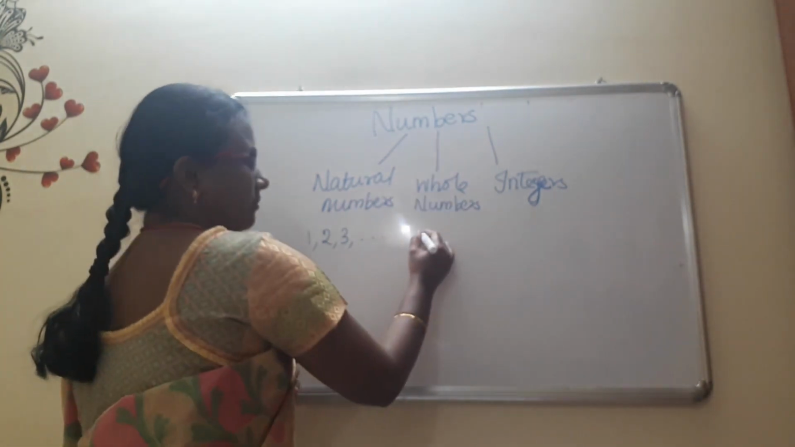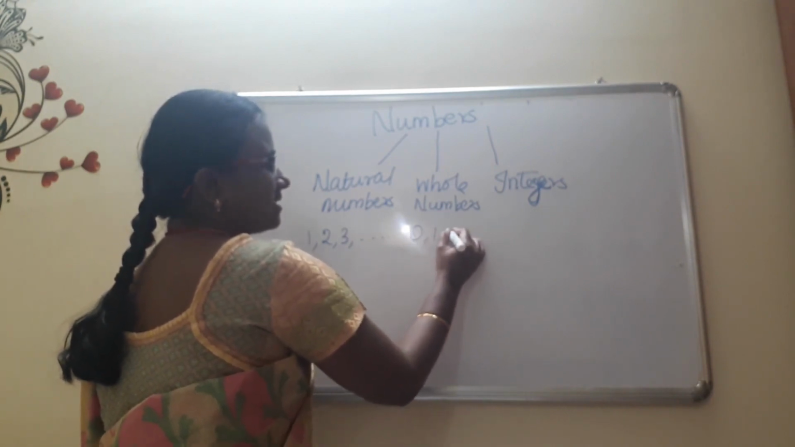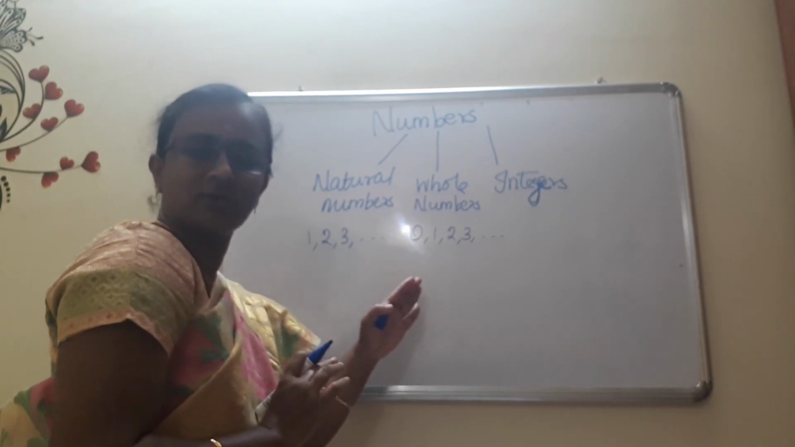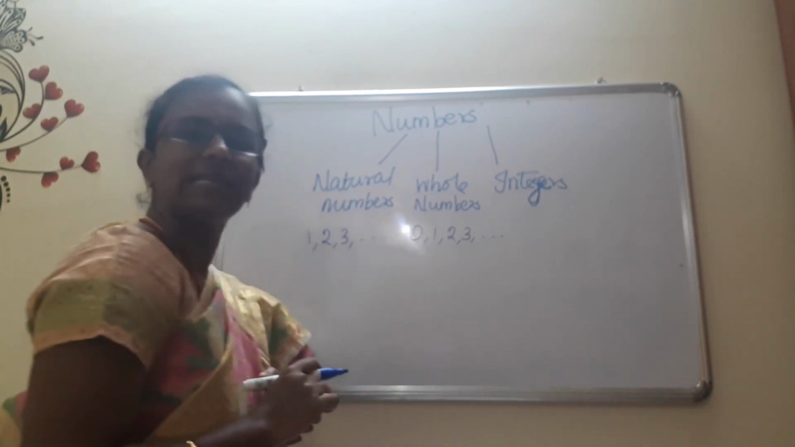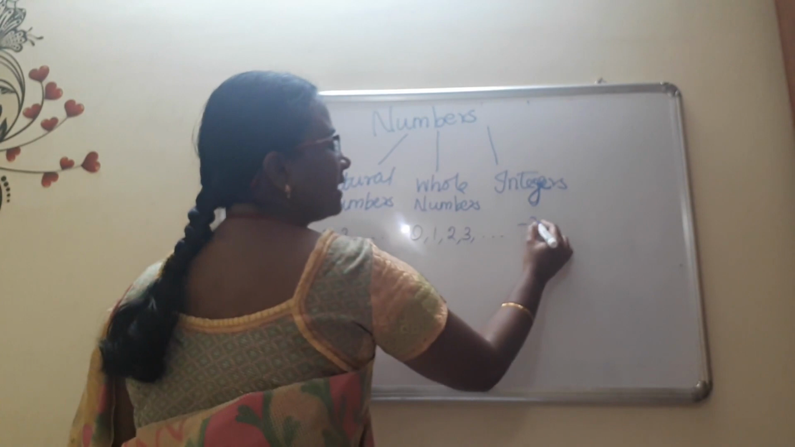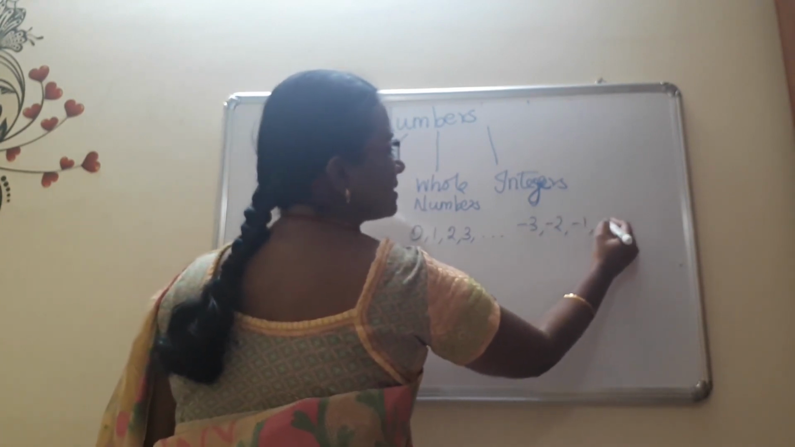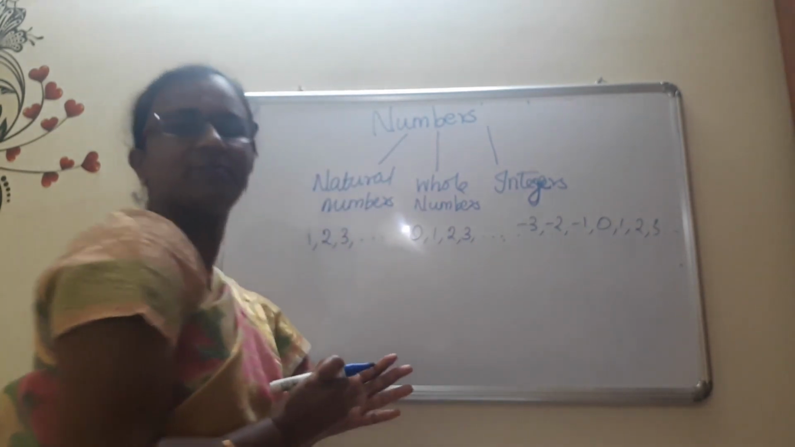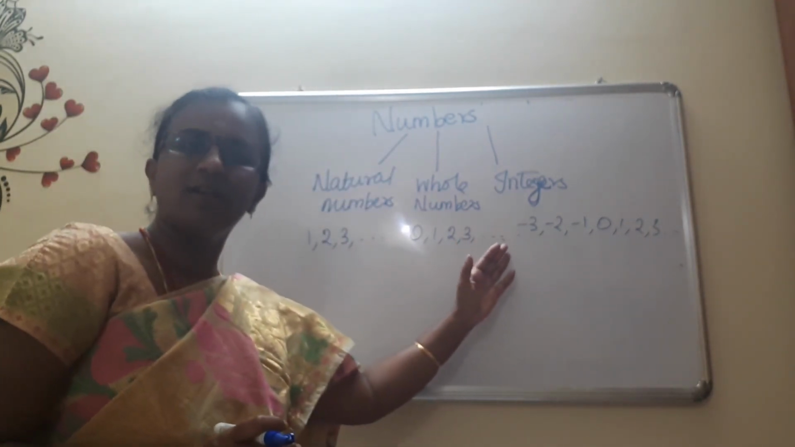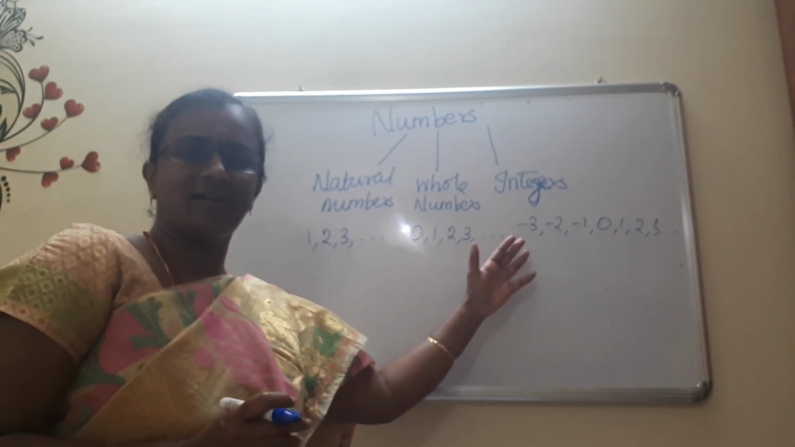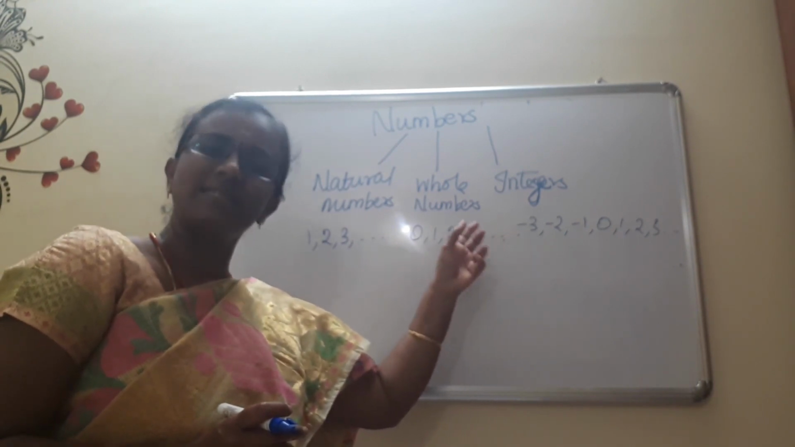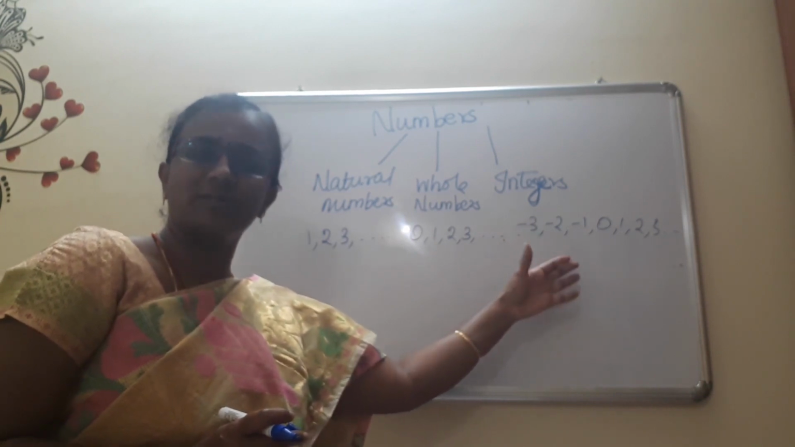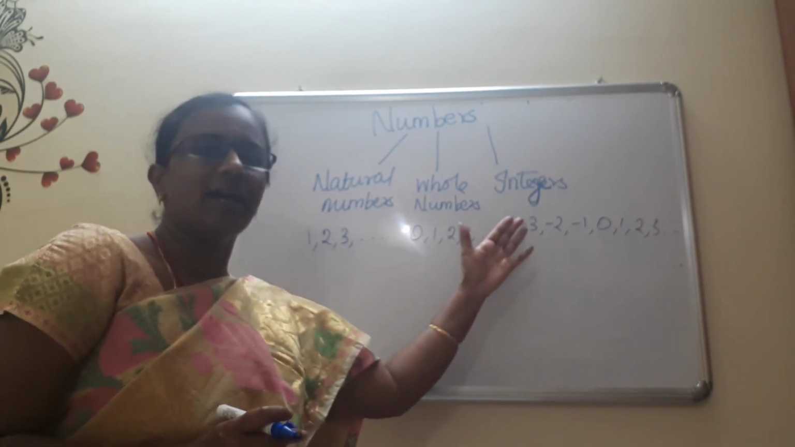Whole numbers start with 0, 1, 2, 3, etc. They are also positive numbers. But integers include both negative as well as positive numbers: minus 3, minus 2, minus 1. These are all negative numbers, which carry the minus sign. So integers include both positive and negative numbers.